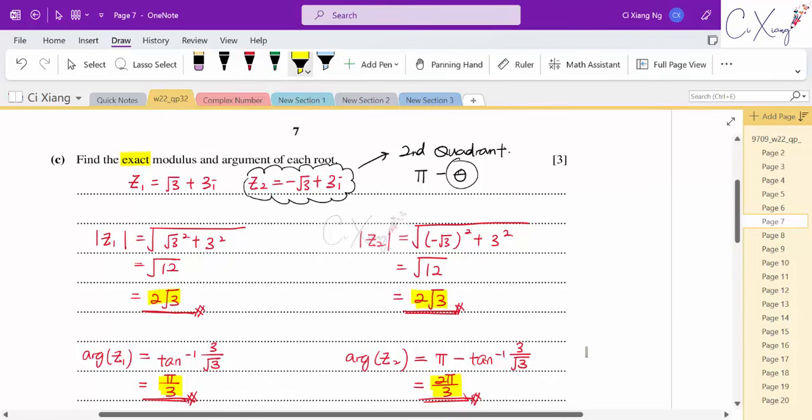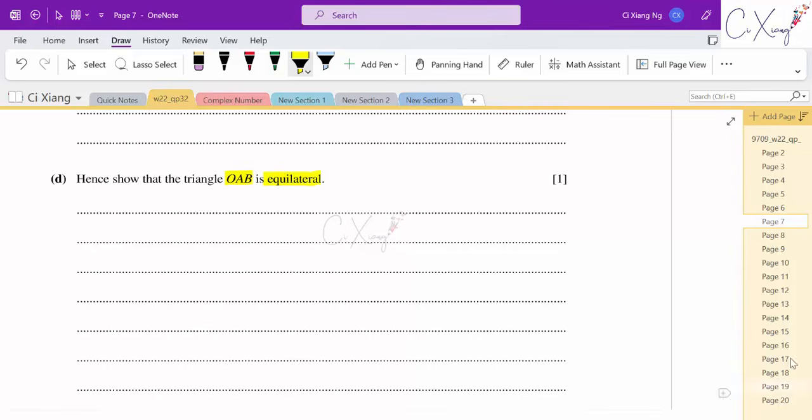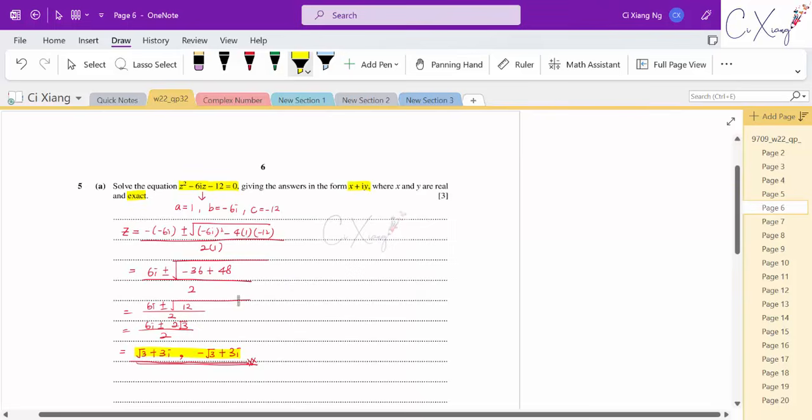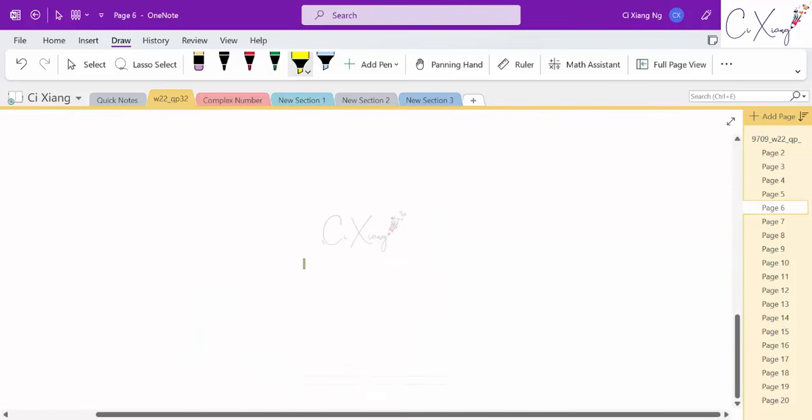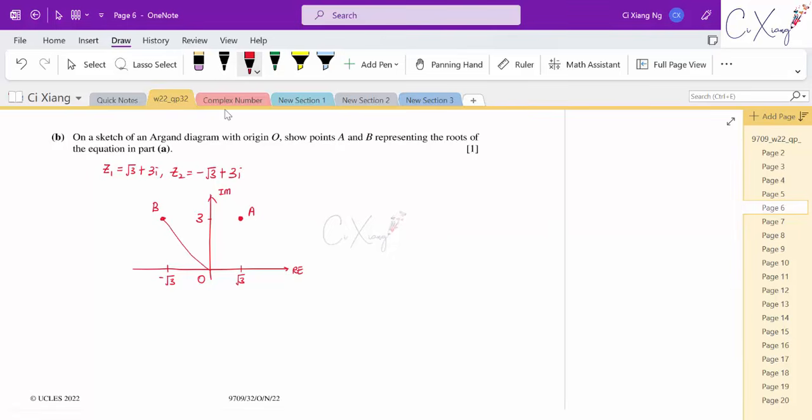Okay, and continue to part number D. They want us to show that the triangle OAB is equilateral. To show that the triangle OAB is equilateral, let's have a look again at our diagram here. Where is the triangle OAB? So basically the triangle OAB will be this one. Okay, so this is the triangle OAB.